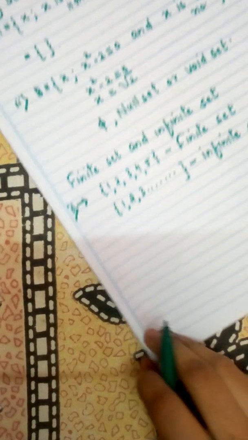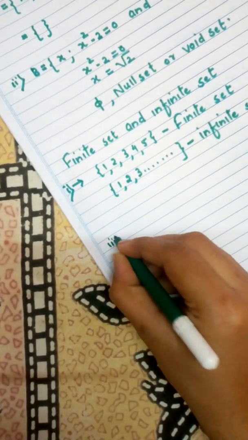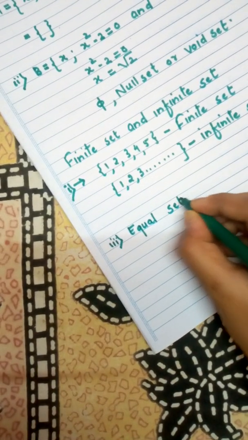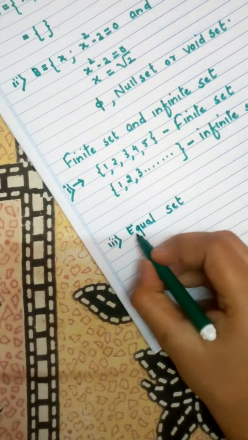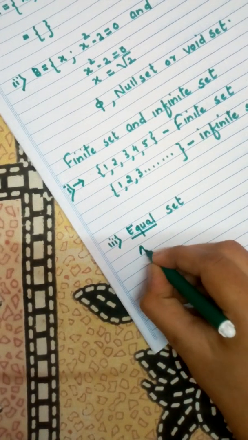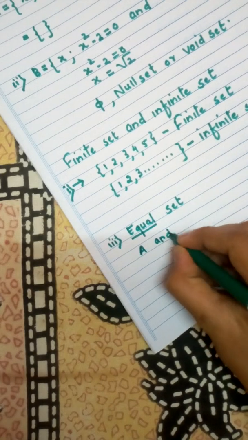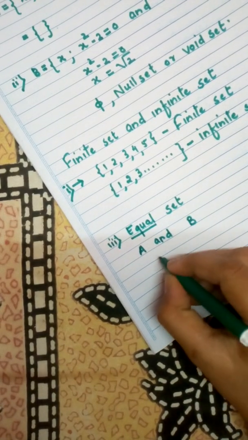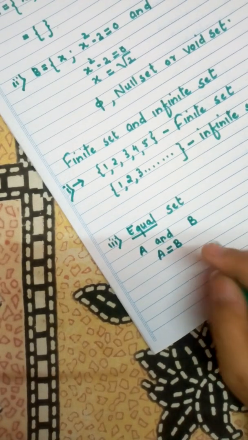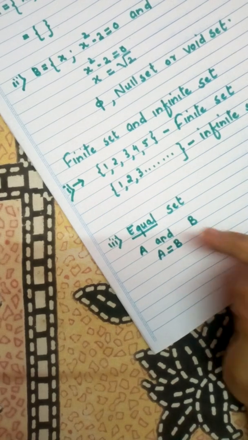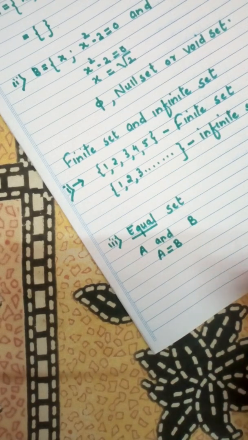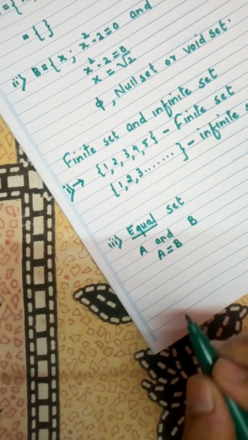The third thing which we are going to see is equal sets. The definition is clear from the word itself, that is, equal. Suppose we have two sets A and B. We say that set A is equal to set B if every element of set A is also an element of set B and every element of set B is also an element of set A.